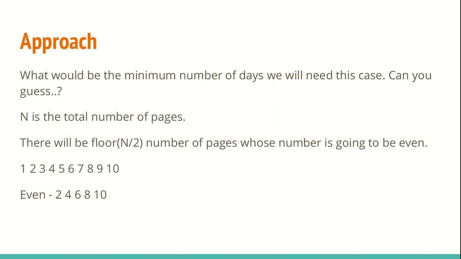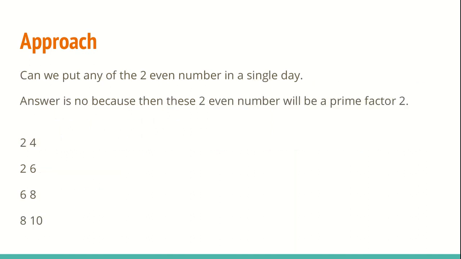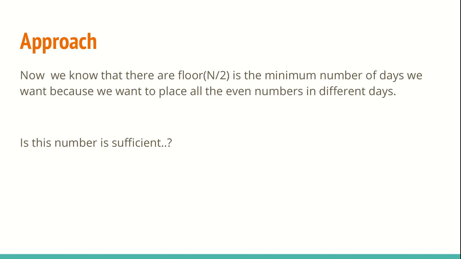So I'm not saying that the Chef will take exactly n by 2 days. I'm saying that it will take a minimum of n by 2 days, where n is the number of pages in that book, right? So now my question is whether this n by 2 is sufficient to complete all the pages of that particular book. Is this number sufficient?